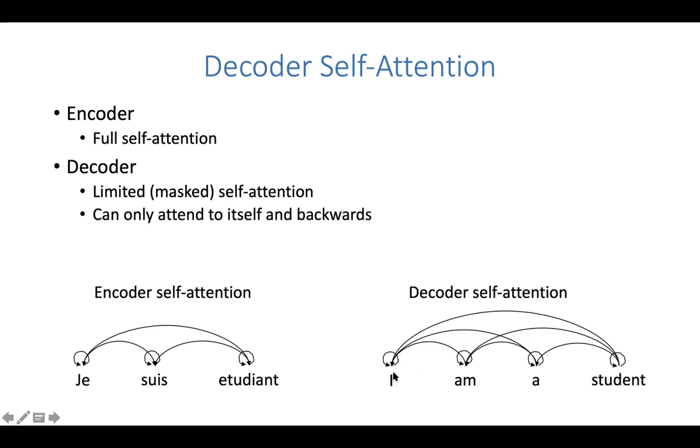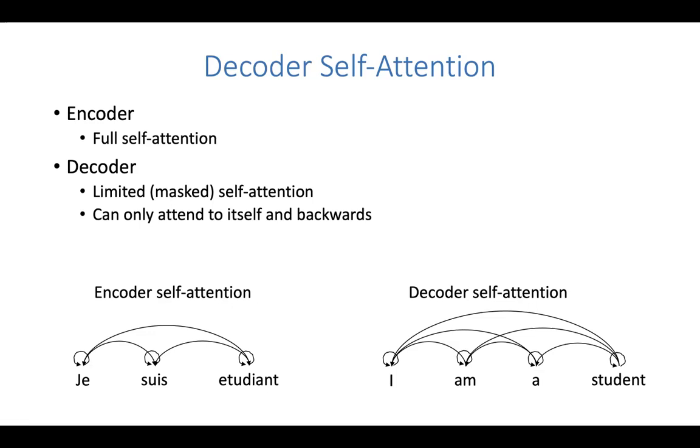So for example, I can only attend to itself. It can never attend to the future. M can attend to itself and I. A can attend to itself and M and I. Student can attend to itself and A and M and I. So the attention never goes to the future.